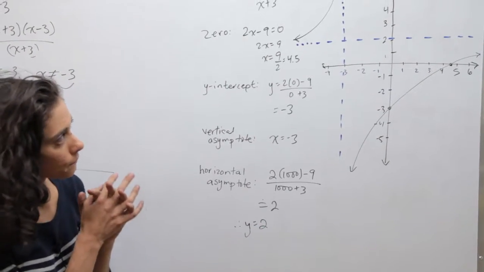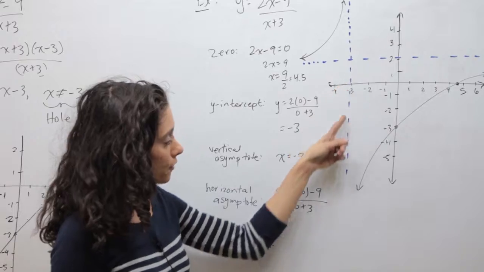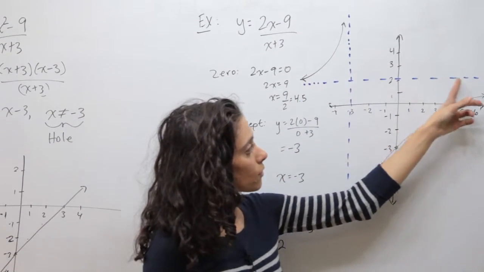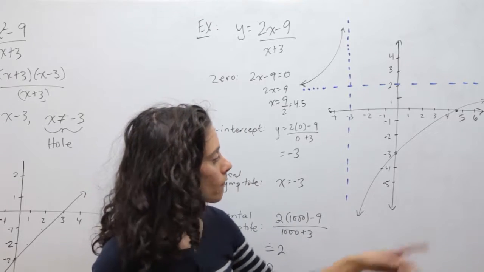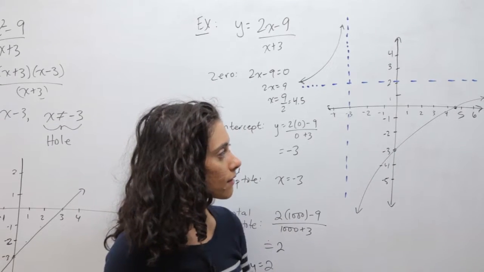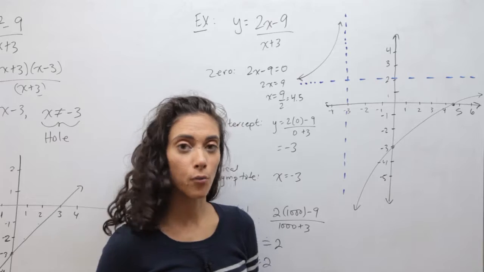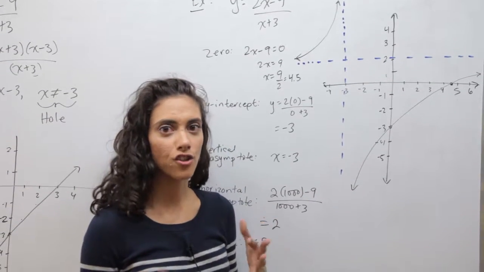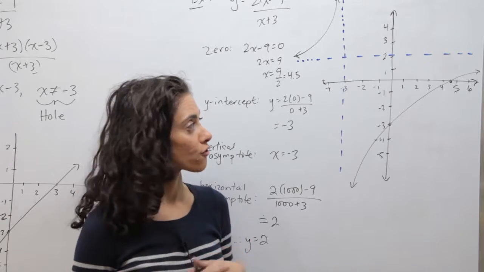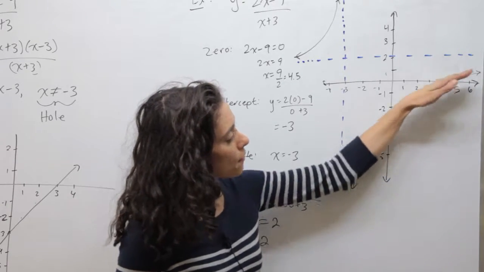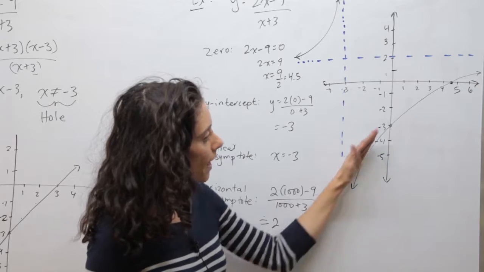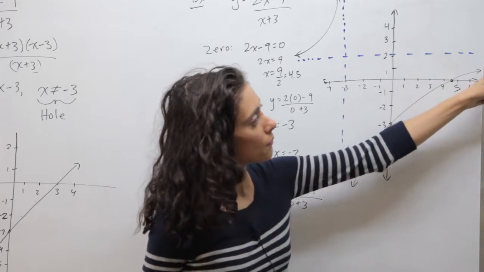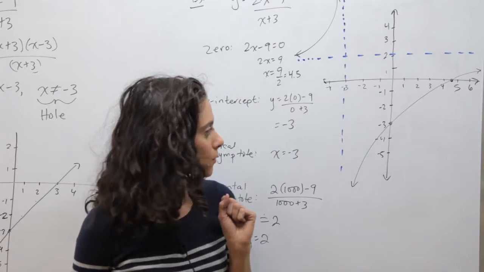Putting this all together, there's my vertical asymptote at x equals -3, my horizontal asymptote at y equals 2, my y-intercept at -3, my x-intercept at 4.5. Now remember, the definition of an asymptote is a line that your function gets closer and closer to, but never touches or crosses. So now I can piece together this segment of my graph. I know it has to pass through the intercepts and tend toward the asymptotes. If this kept going on, it would be getting closer and closer to the asymptote.